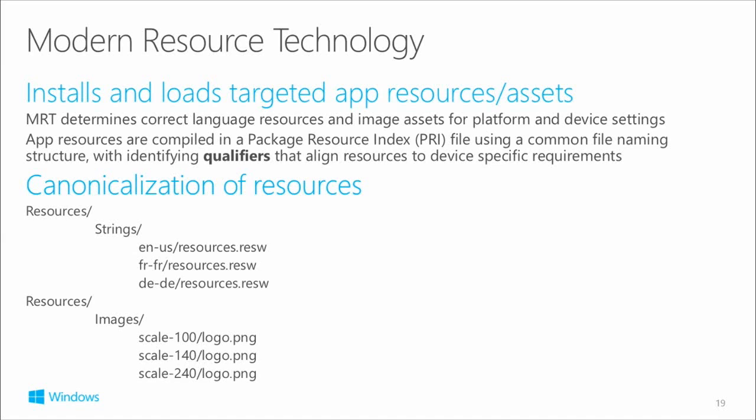The technology behind that for resources is this thing called MRT, Modern Resource Technology. This is for Windows Runtime apps only. This is how the MRT determines the correct language resources and the image assets for the platform and device settings. So it looks at the point that the app is downloaded, the user's purchased it, and then this MRT kicks in and it looks at what the phone is that it's going to be installed on, and it only sends up the bits of the bundles that that end device needs. So it's clever stuff, and it all comes for free for you as a developer.